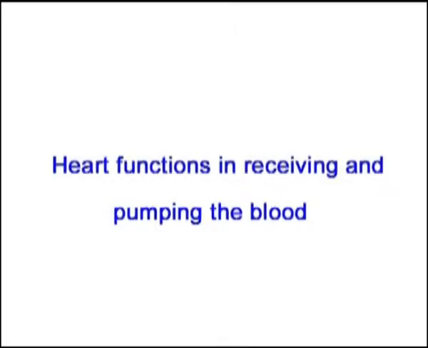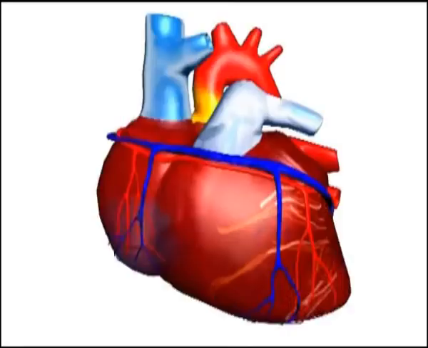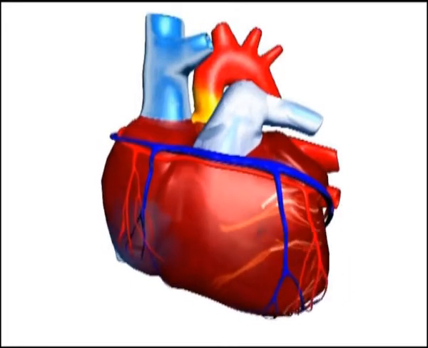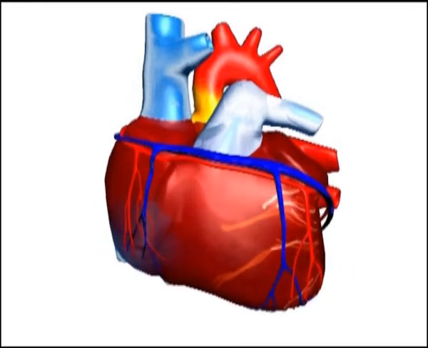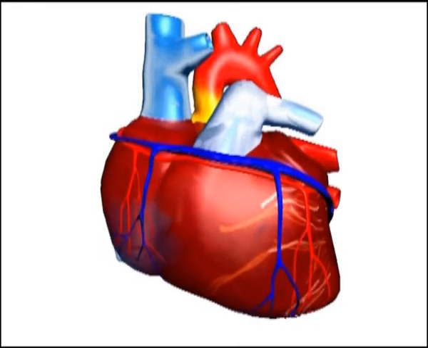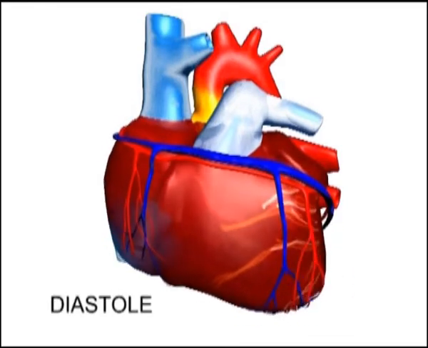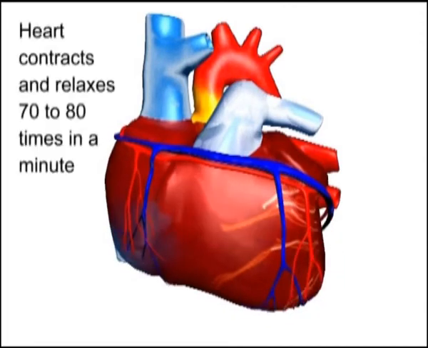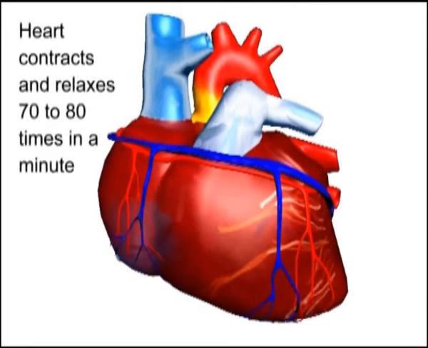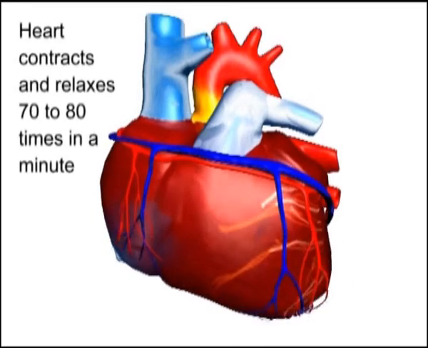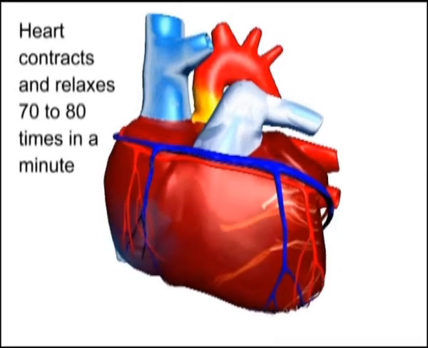Heart functions in receiving and pumping the blood. For the heart to pump, it has to contract and relax. Cardiac muscles present in heart muscles help in contraction and relaxation of heart. The contraction of heart is called systole and the relaxation of heart is called diastole. One systole and one diastole are together considered as one heartbeat. The heart contracts and relaxes 70 to 80 times in a minute.